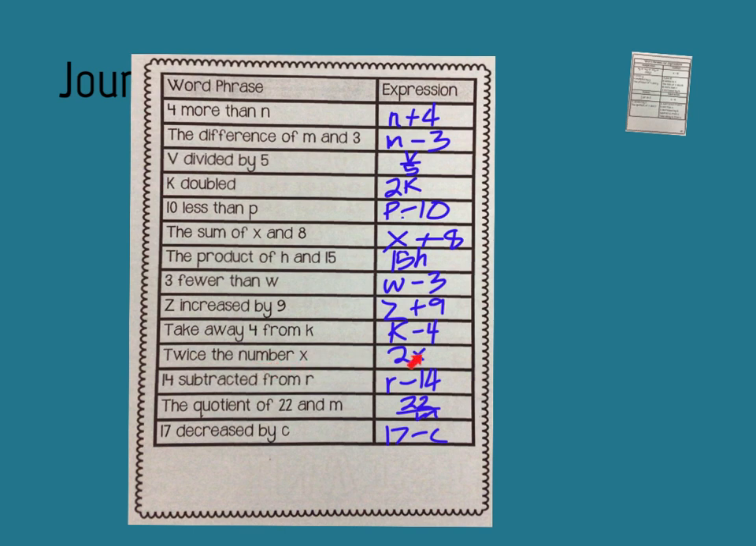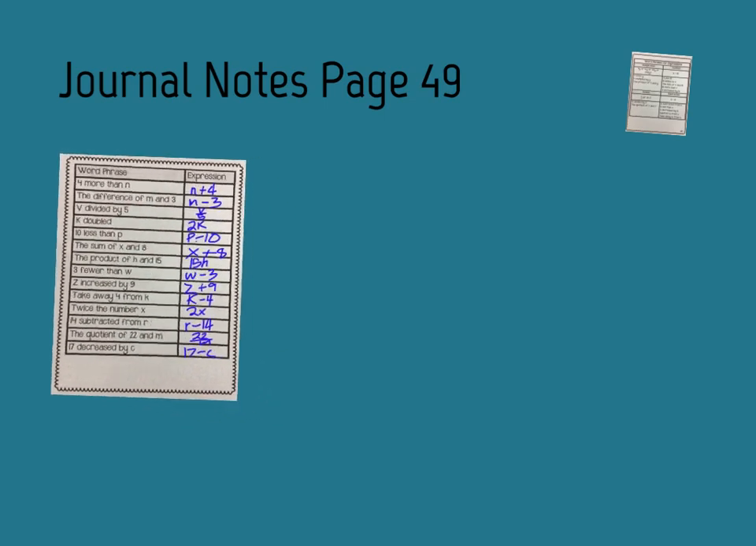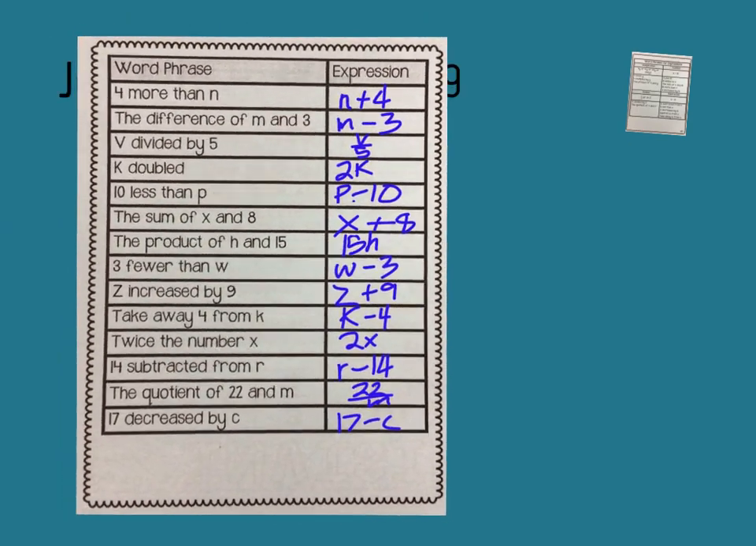So twice the number x is 2x. 14 subtracted from r. So we started out with r, and we subtract 14. The quotient of 22 and m. So 22 divided by m, because quotient means divide. And then 17 decreased by c. So I had 17, and then I decreased it by c. So there's how you do that. Hopefully that makes sense to you. Even though I made a couple of mistakes as I was hurriedly going through that, I fixed those. So hopefully that makes sense to you, because you're going to have to refer to that for your assignment here in a few minutes.